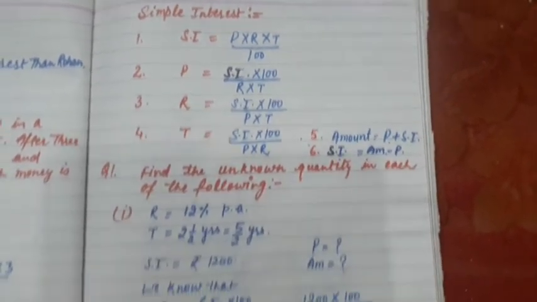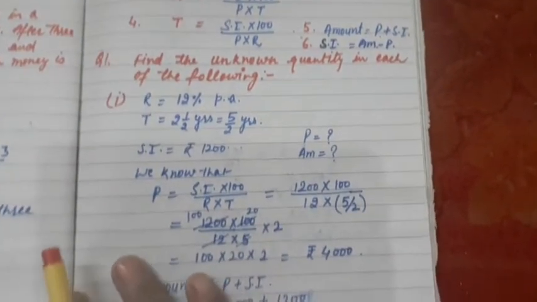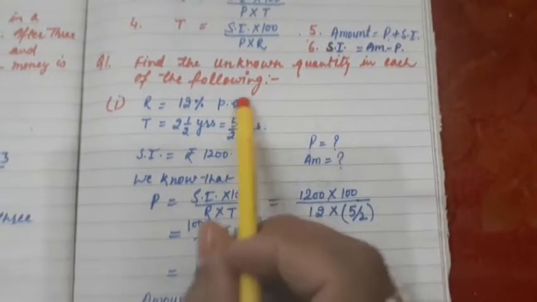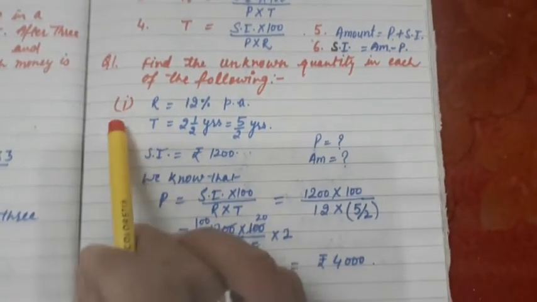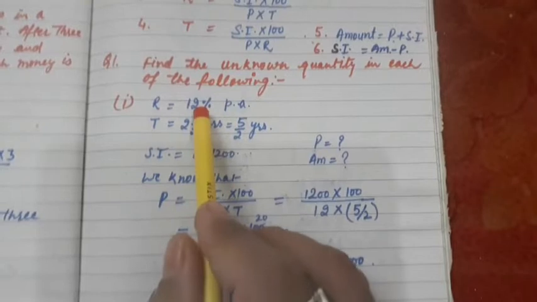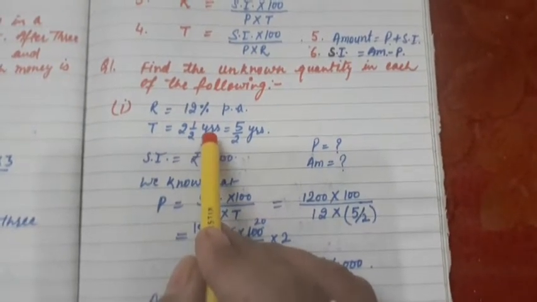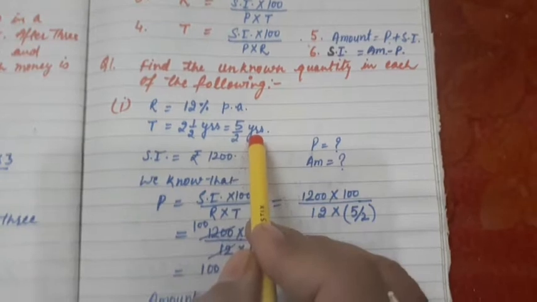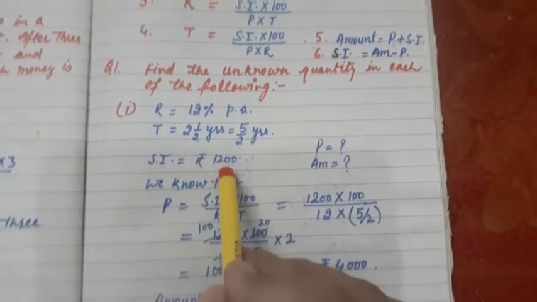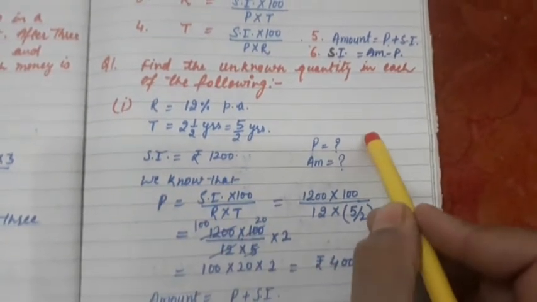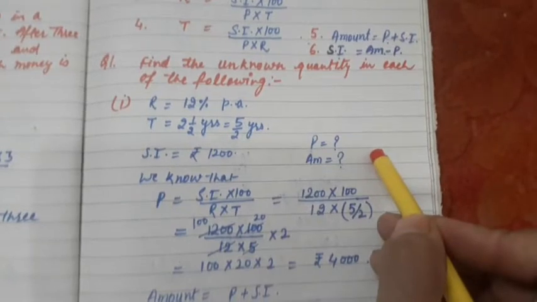The first question of this exercise is there. We have to find the unknown quantities in each of the following. In the first part, the rate of interest is given, that is 12% per annum. Time is 2 and 1 upon 2 years, that is 5 upon 2 years. And simple interest is given. In this question we have to find principal and amount.